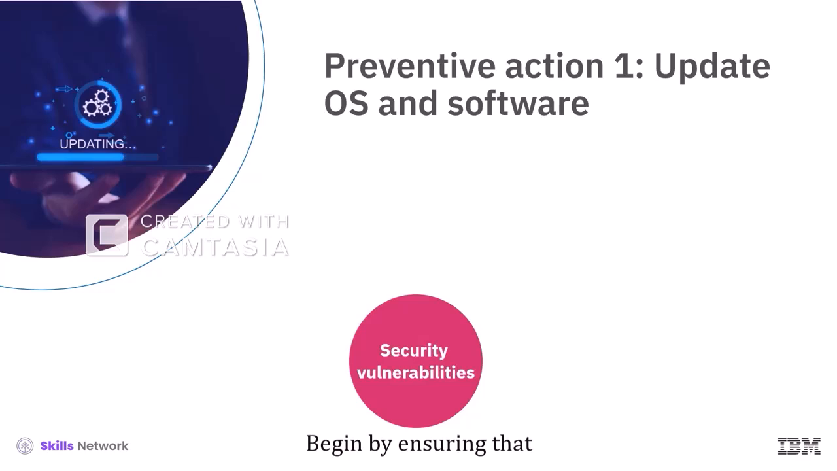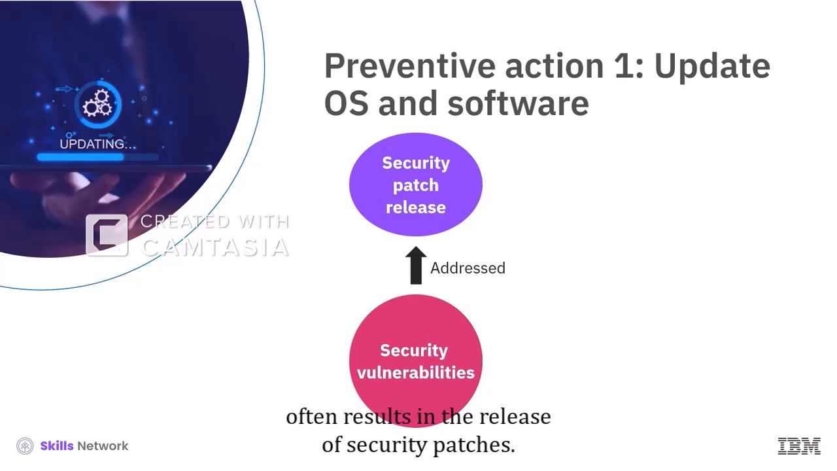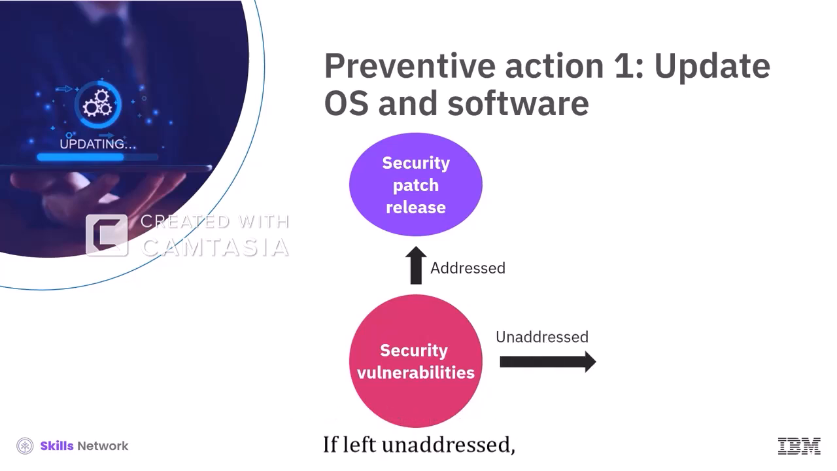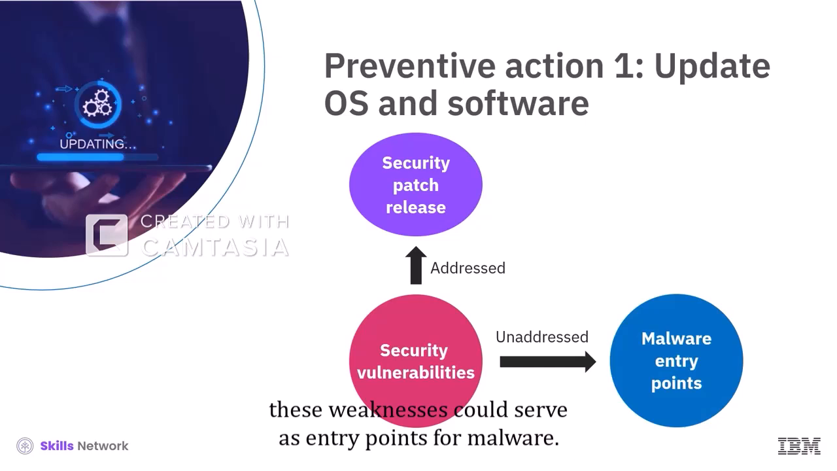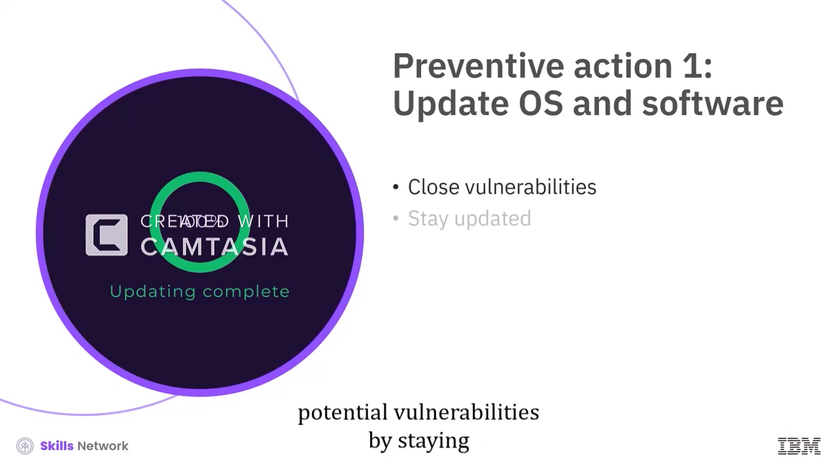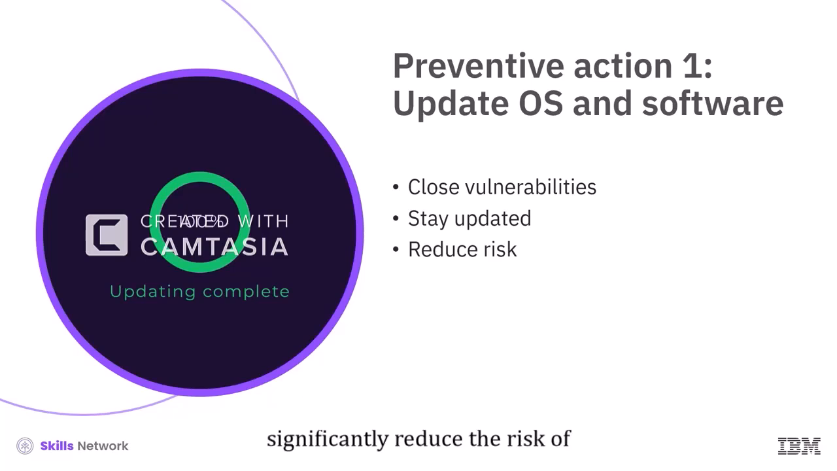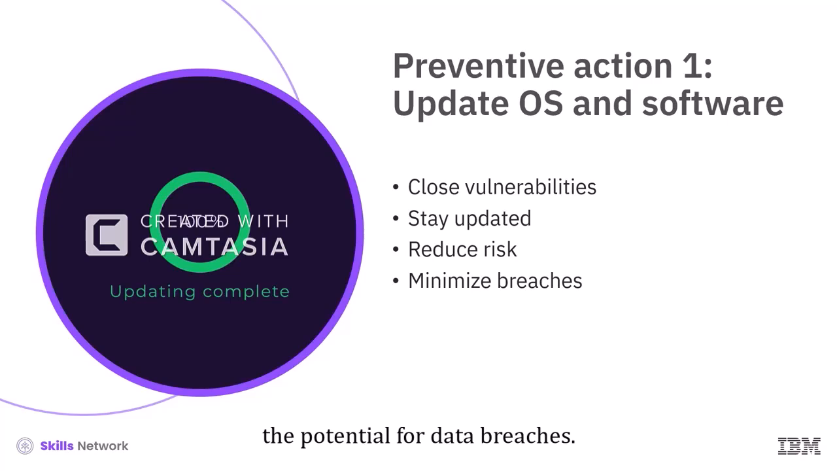Begin by ensuring that operating systems and software are up to date, as the discovery of security weaknesses often results in the release of security patches. If left unaddressed, these weaknesses could serve as entry points for malware. Users and network administrators can effectively close potential vulnerabilities by staying current with these updates. This proactive approach will significantly reduce the risk of compromised systems and minimize the potential for data breaches.